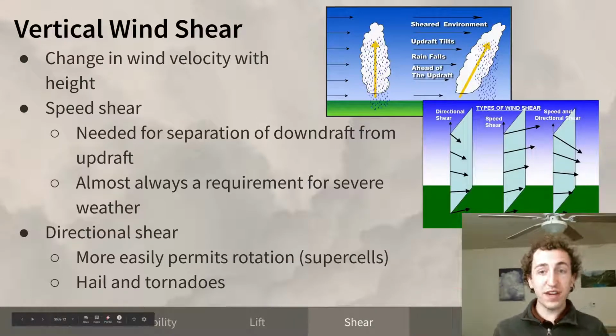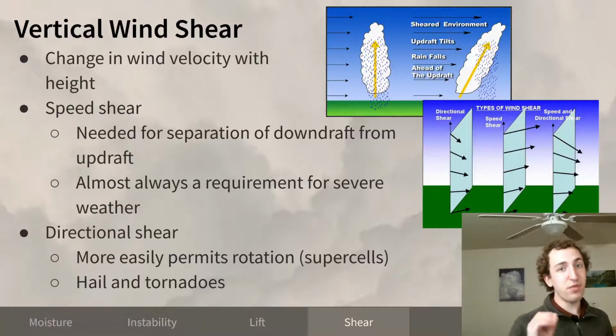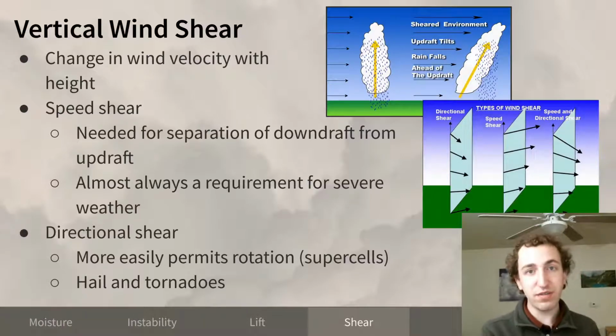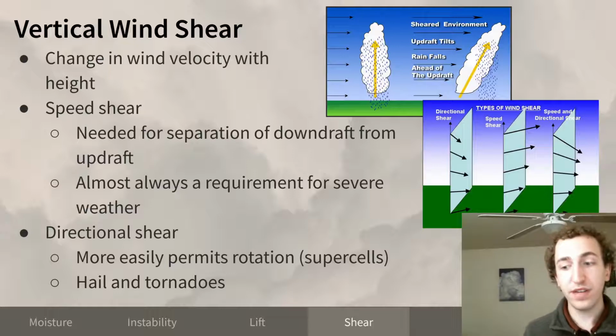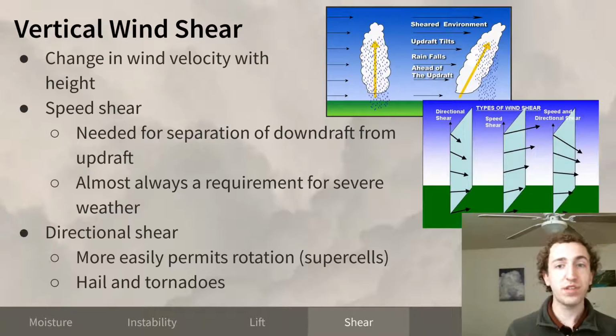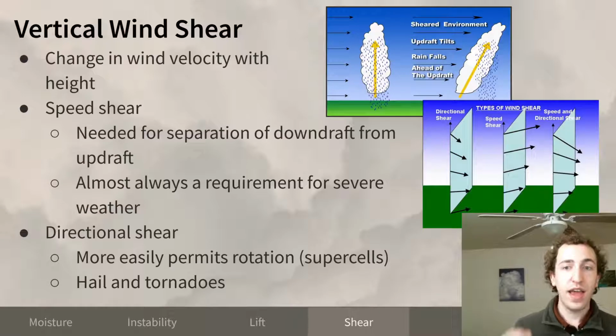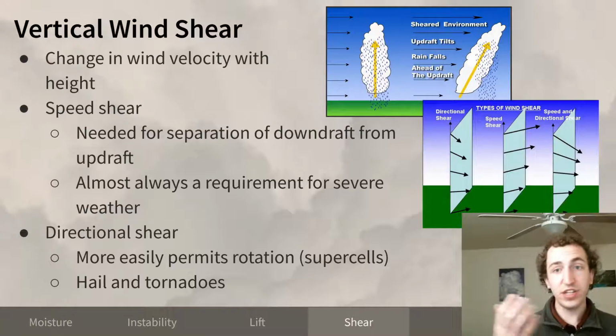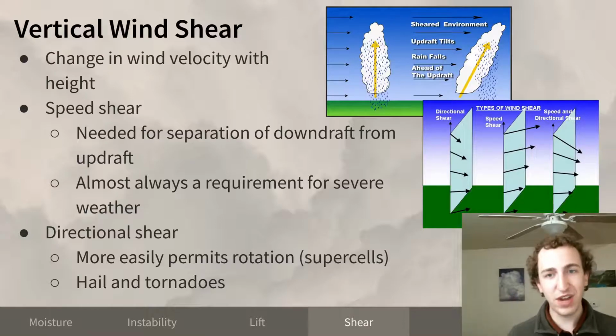So the final ingredient, again, this is the big one for severe weather. All the previous three are just ones that we need for moist convection or thunderstorms. Vertical wind shear is really what we need for severe weather. And vertical wind shear is a change in wind velocity with height. So velocity, speed, or direction.